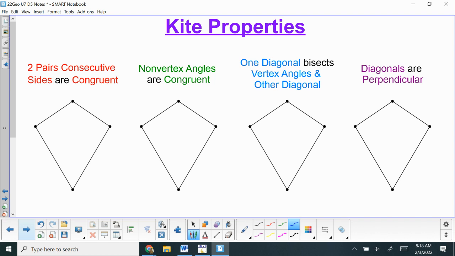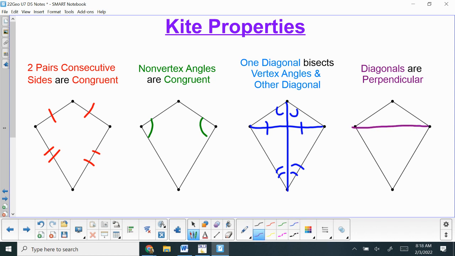These are the kite properties. So two pairs of consecutive sides congruent. These are congruent to each other, and these are congruent to each other. Then we have non-vertex angles are congruent. One diagonal bisects the vertex angles. So this is congruent to this. And it also bisects the other diagonal. And then the diagonals are perpendicular.